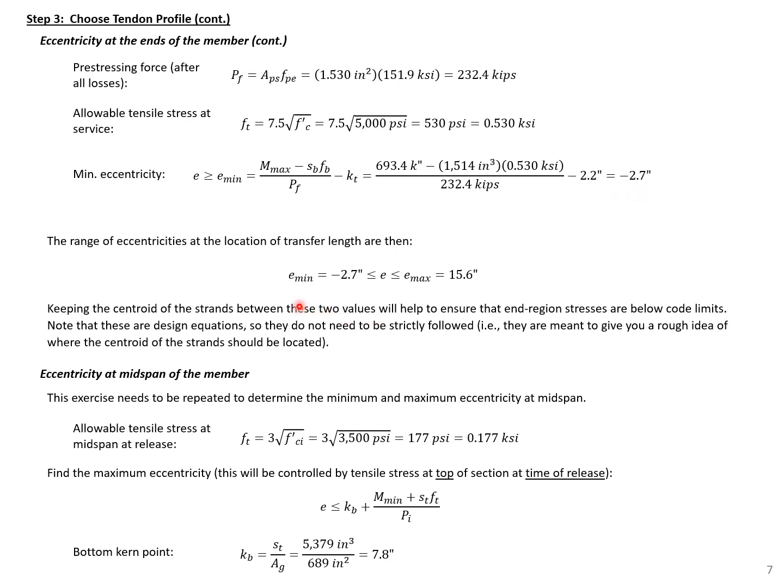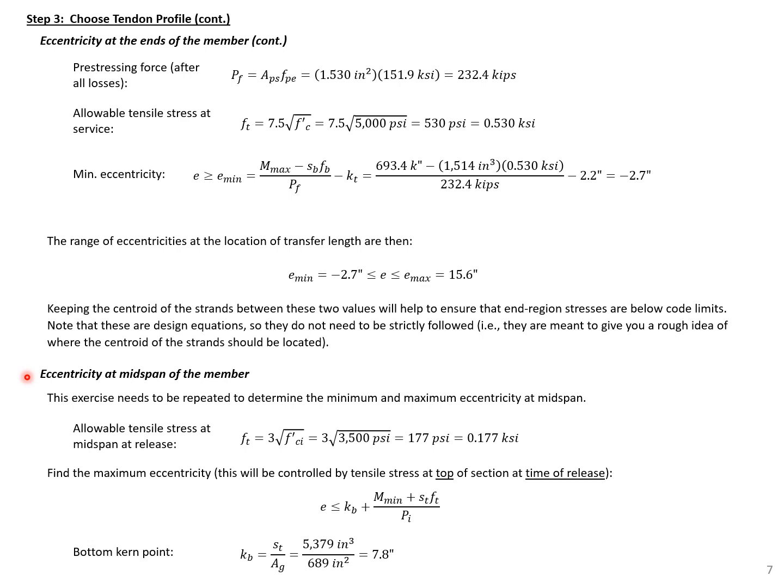So here then you can see the range of eccentricities where we need to keep our strands to meet our primary stress checks. So our minimum eccentricity of negative 2.7 inches and our maximum eccentricity of 15.6 inches. So as long as we keep our strands between these values at the transfer region or at the ends of the beam, we'll most likely meet our stress checks at that location.